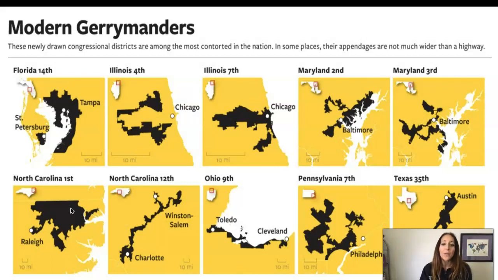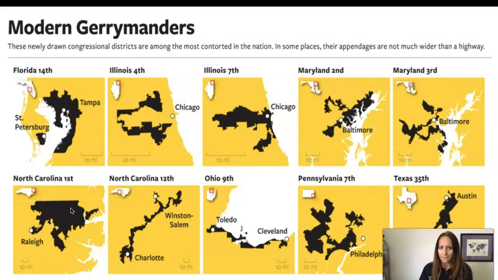But if you're not just trying to stay in power, but you're disenfranchising, that means somebody who goes to vote, their vote won't necessarily count. They feel like their vote doesn't count. Then they're going to stop voting. So if you take a look at some of these images, they're really weirdly shaped districts.